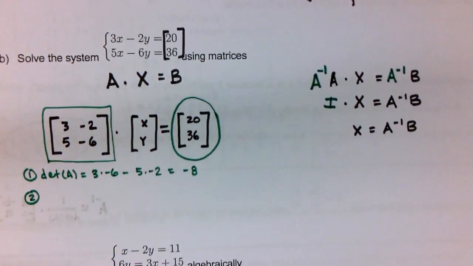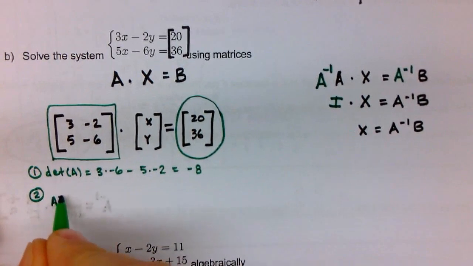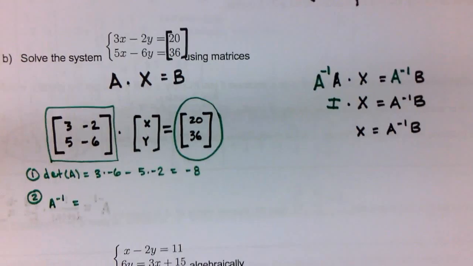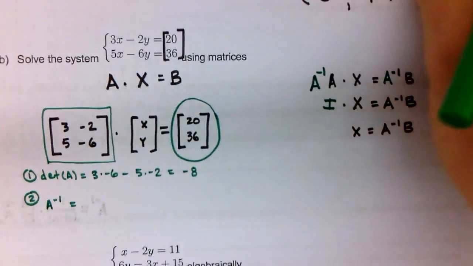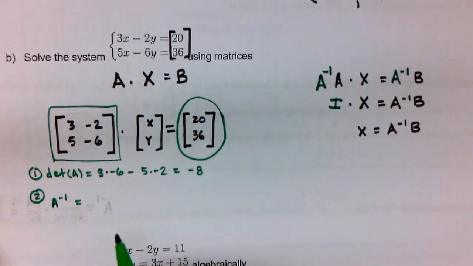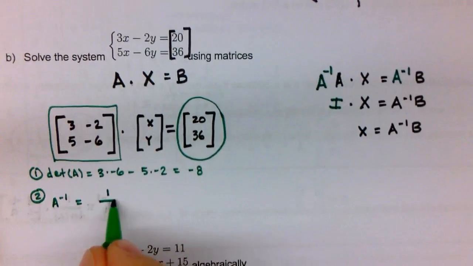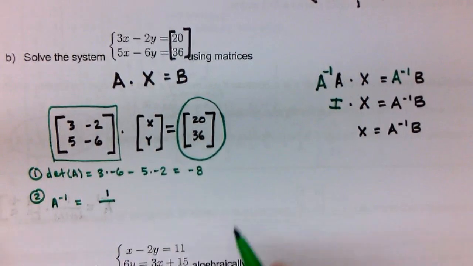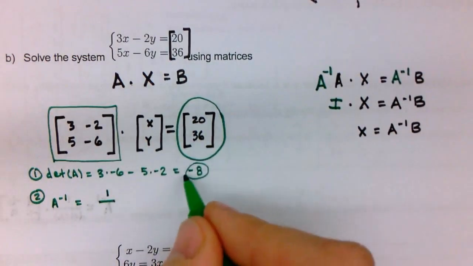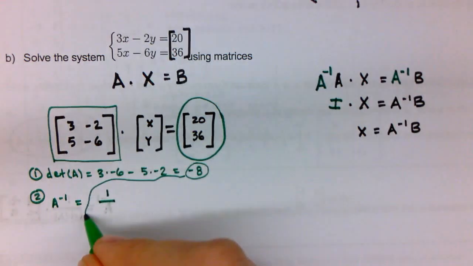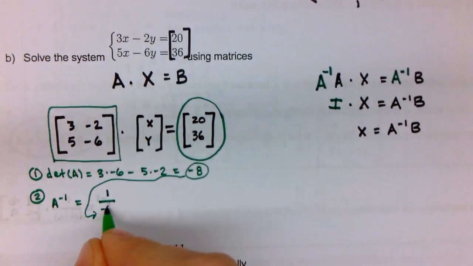Step 2, write your inverse matrix. So your inverse matrix, remember, is 1 over the determinant. Here's our determinant, so we grab that, pick it up, plug that in right here.